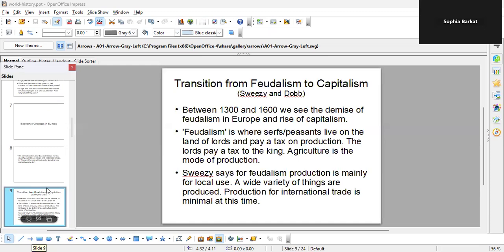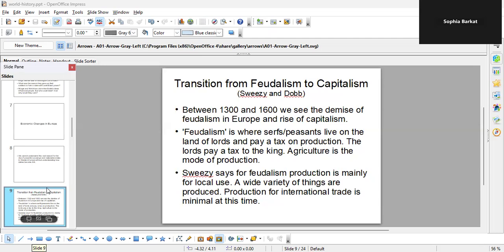Sweezy and Dobb are one of the readings, or the authors rather. They wrote this paper called Transition from Feudalism to Capitalism. And it really does help us to see why things changed in Europe, why these kingdoms may have become richer, or why lords may have wanted to stop fighting and pay attention to how to make more money, right?